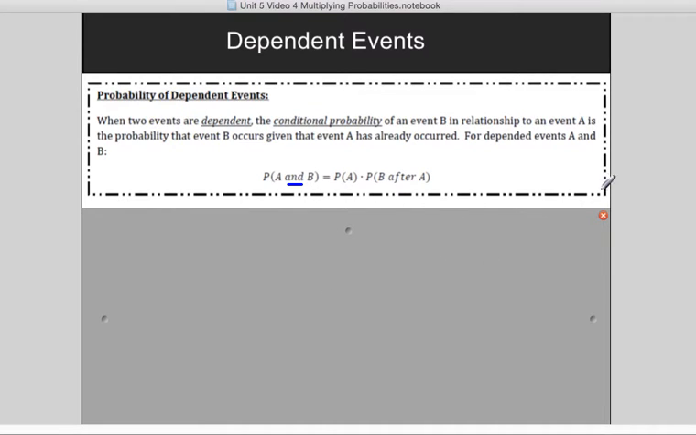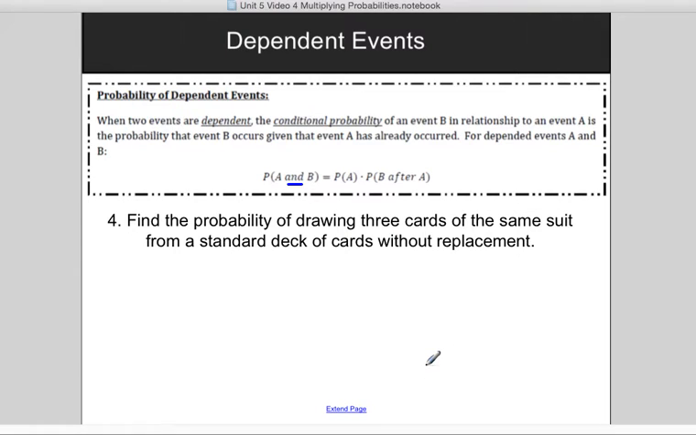So let's just look at an example. It's probably the easiest way. Find the probability of drawing 3 cards of the same suit from a standard deck without replacement. That "without replacement" right away tells me dependent. So, same suit. How many cards are in a suit? There's 13 out of 52.